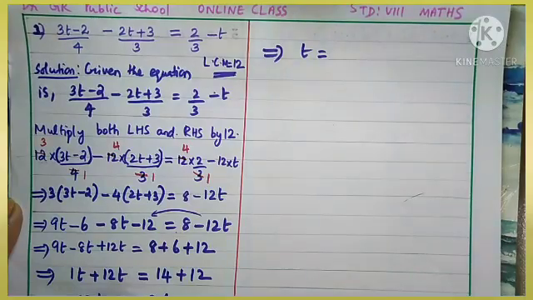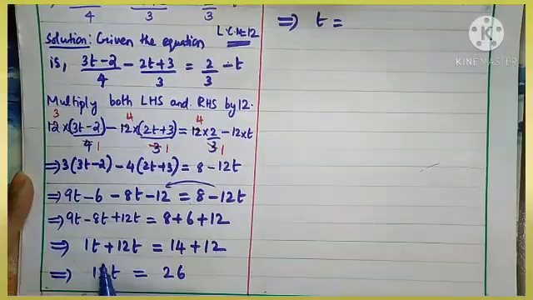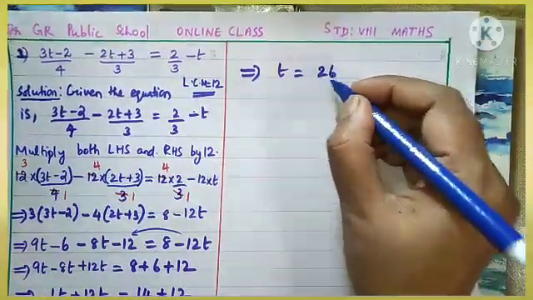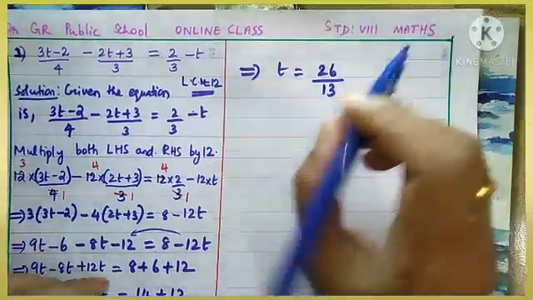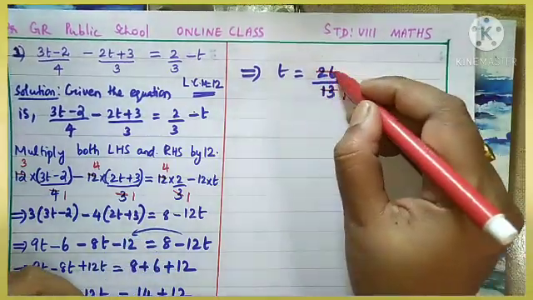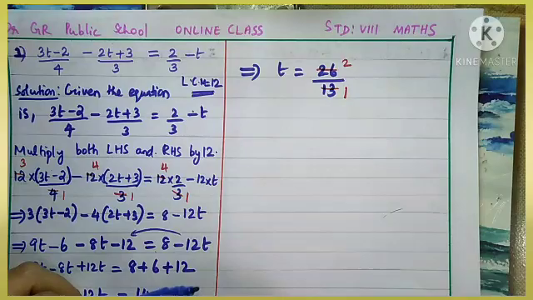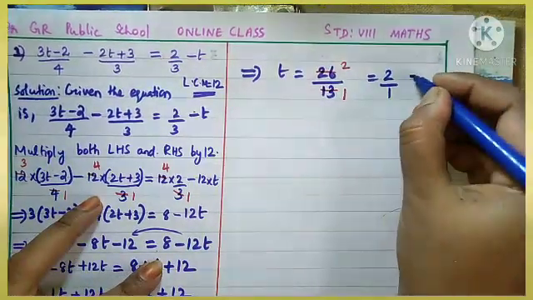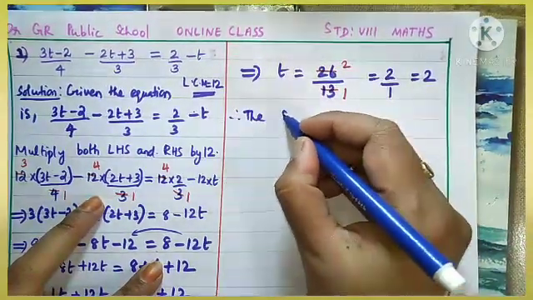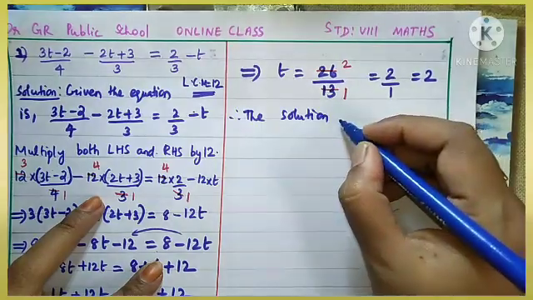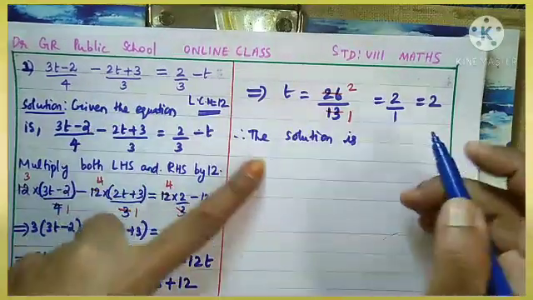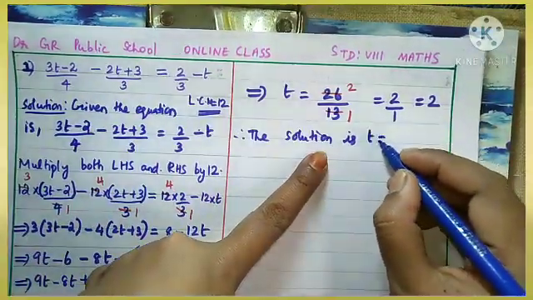So this implies, now how to find out t here? 13 into t. So when it is transposed to right side, it becomes division. So t equal to 26 divided by 13. Now can you reduce this? Yes, by 13 table. 1 13 is 13. 2 times it is 26. So you get 2 by 1, that is 2. Therefore the solution of this equation, this is a linear equation in variable t. So finally we got the solution t is equal to 2.